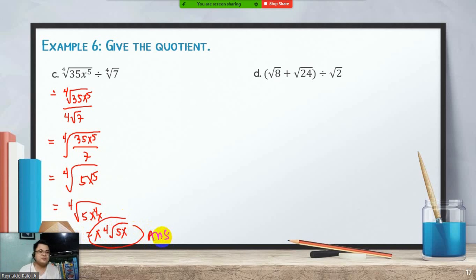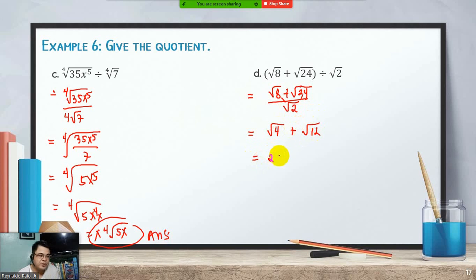Next, D. Square root of 8 plus square root of 24 divided by 2. So we can write this as square root of 8 plus square root of 24 over square root of 2. Then next thing is we can divide one at a time. So square root of 8 divided by square root of 2 is just square root of 4. Then square root of 24 divided by square root of 2 is square root of 12.